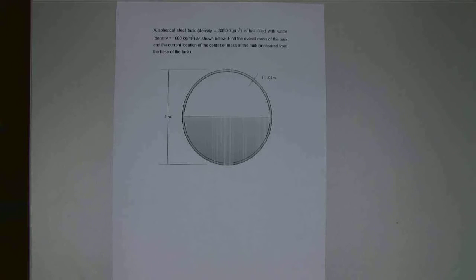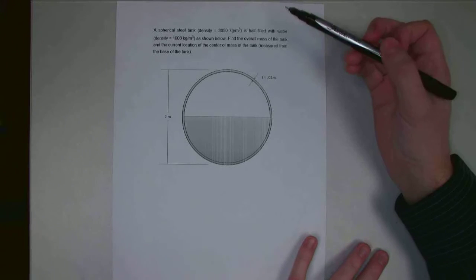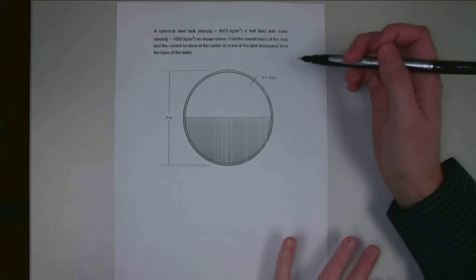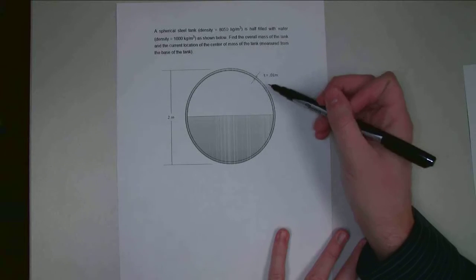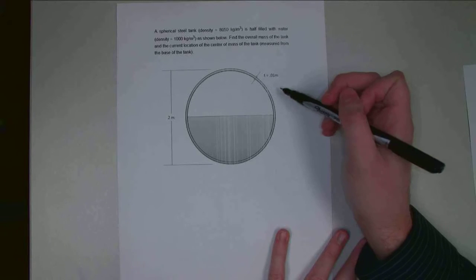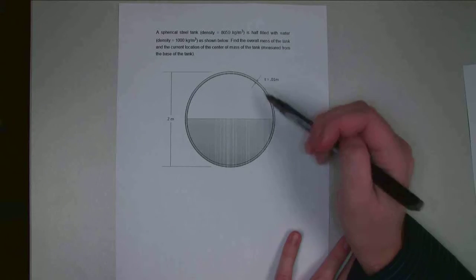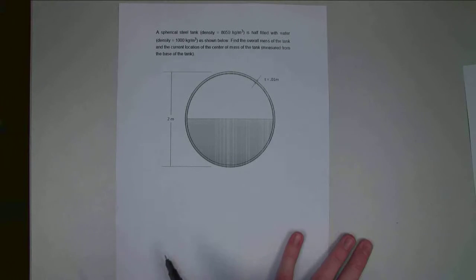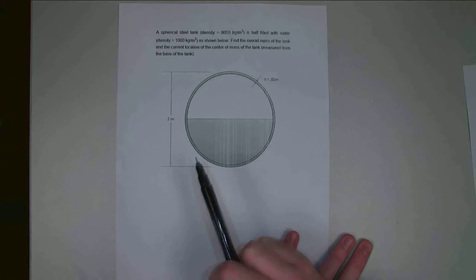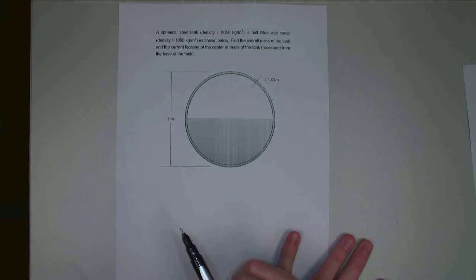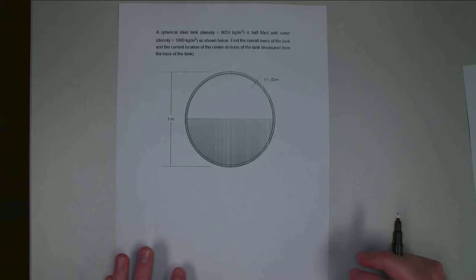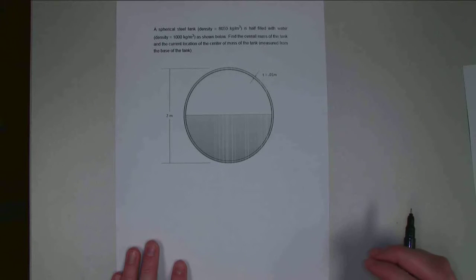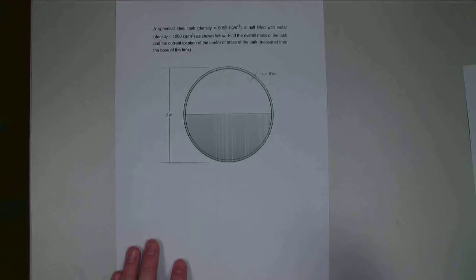Hello, for this problem we have a spherical steel tank. This tank has an outside diameter of 2 meters and a wall thickness of 0.01 meters, or 1 centimeter. This hollow spherical tank is going to be half filled with water with a density of 1,000 kilograms per meter cubed, as shown below. We are asked to find the overall mass of the tank and the current location of the center of mass of this half-filled tank, measured from the base.